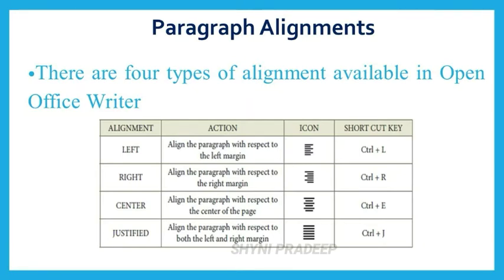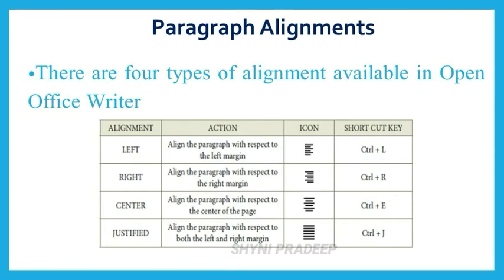And the next one is right alignment. It is used to align the paragraph with respect to the right margin. This is the icon. This is the shortcut key. Ctrl plus R. Next, center alignment. It is used to align the paragraph with respect to the center of the page. This is the icon. And next, this is the shortcut keys.